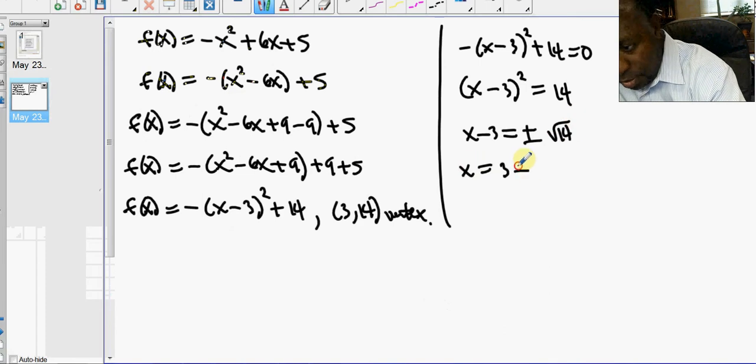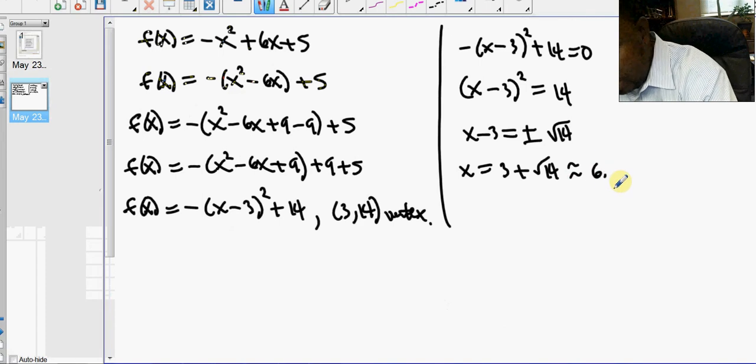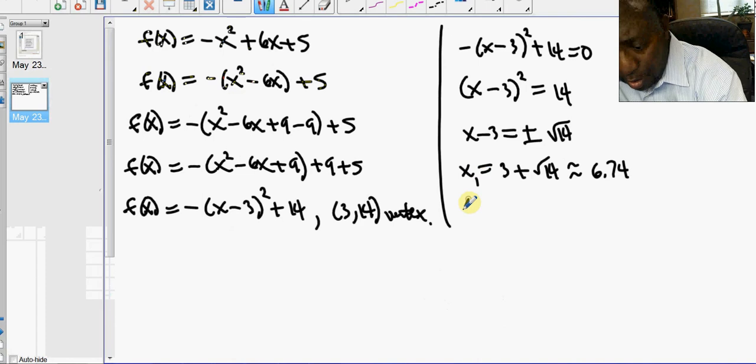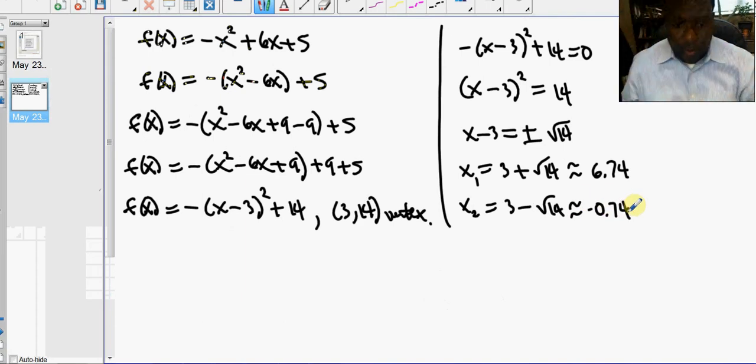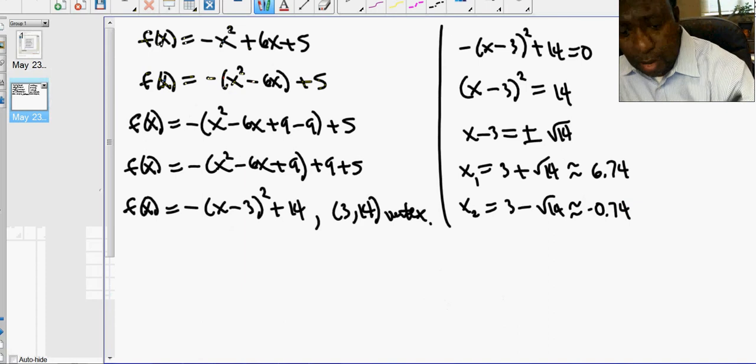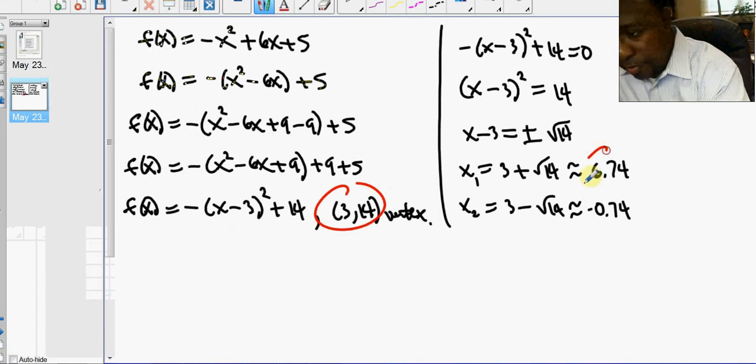So x is equal to 3 plus the square root of 14. And on a regular scientific calculator, a calculator that has radicals, you get an estimation of 6.74. In the second term, we get 3 minus the square root of 14, somewhat close to negative 0.74. So these are all good points that we'll need in graphing.